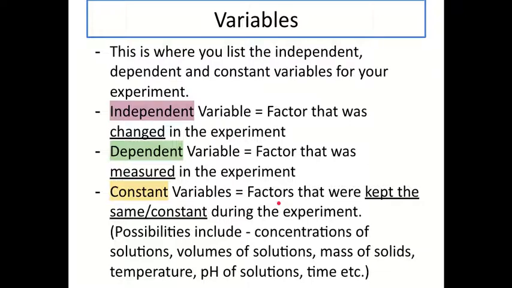Now we've actually already done a lot of the work here already because we selected our independent and dependent variables earlier to make our aim. So in this section, you list the independent and dependent variables along with the constant or controlled variables in your experiment. As we know from earlier, the independent variable is the variable that was changed in the experiment and the dependent was the variable that was measured. Constant variables instead are factors that were kept the same or constant during the experiment.